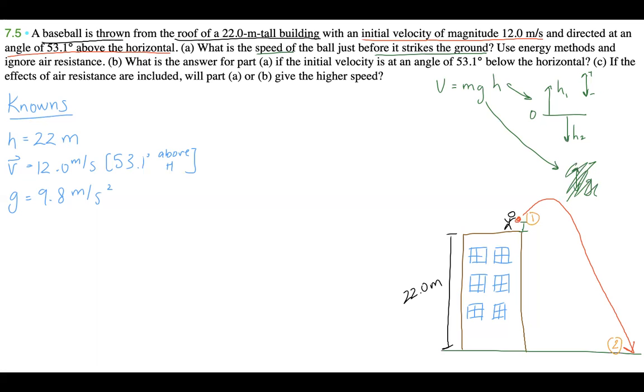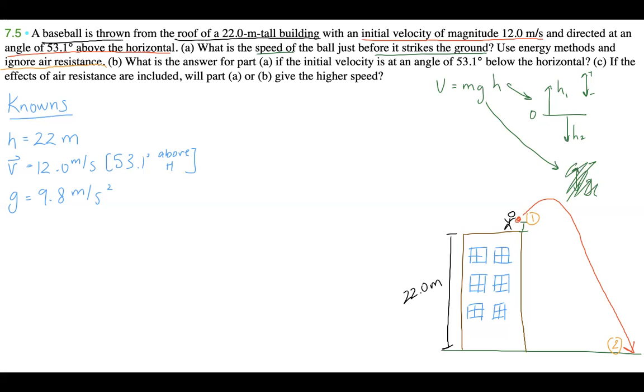Because it says ignore air resistance, this indicates that we can actually use an energy method. If there is air resistance, then energy is dissipated. If there's friction, energy is dissipated. And when energy is dissipated, you can't use this method. That's the caveat when you use energy methods. You have to make sure that energy is conserved. That's what energy conservation means: the energy at point 1 is the same as at point 2.